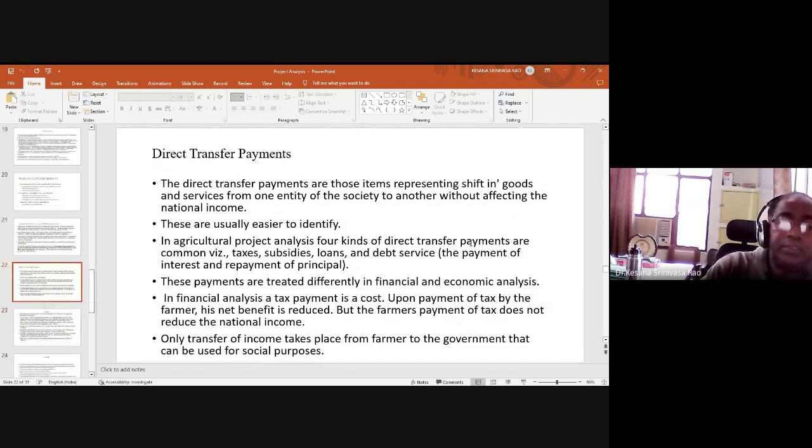Then direct transfer payments. The direct transfer payments are those items representing shifting goods and services from one entity of the society to another without affecting the national income. This is happening nowadays, and the percentage of direct transfer payments keeps on growing over a period of time. On the one hand it is a vote bank; on the other hand, the people who are likely to receive the entire amount of money, with this the intermediaries and the corruption practices can all be avoided, while giving the direct benefit, the direct amount transferred into their accounts.